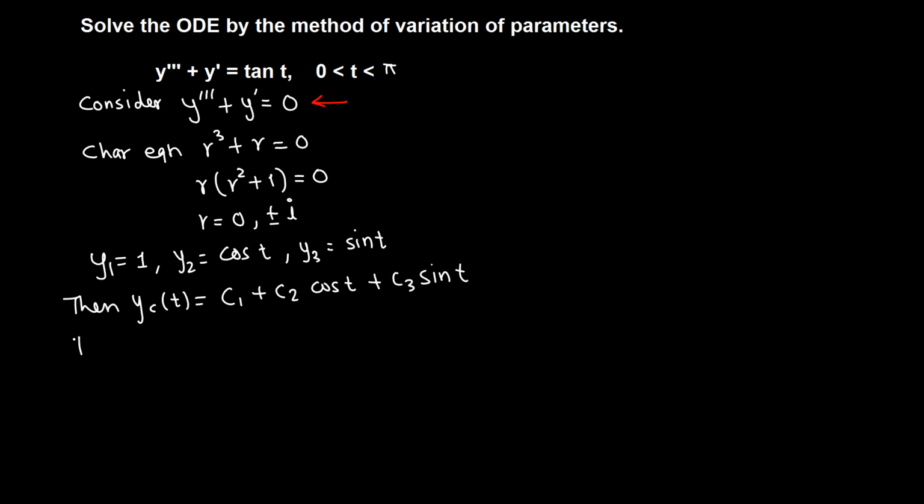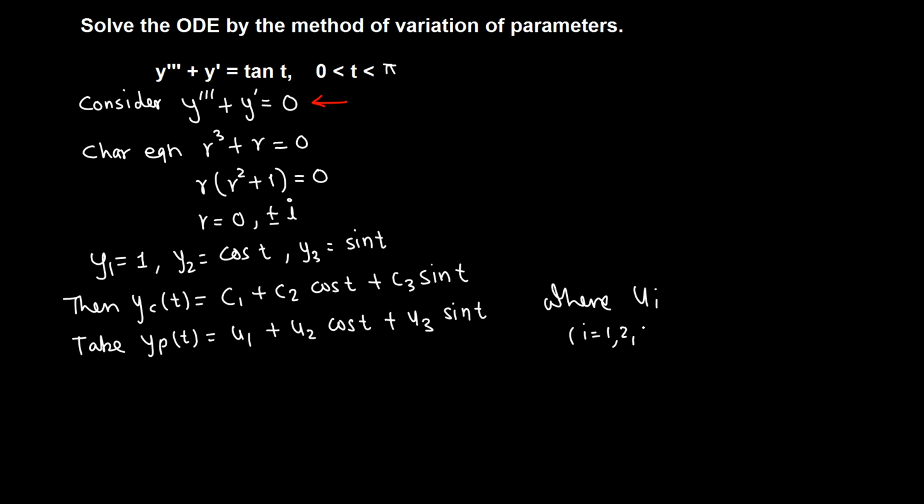Okay, so we take yp(t), a particular solution, as we vary c1, c2, c3 from constants, they are constants, to variables, functions of t. So this will be u1 plus u2 cosine t plus u3 sine t, where these u1, u2, u3 are given by this formula. So ui, obviously i may be 1, 2, 3. This is given by the variation of parameters formula as g(t), where g is the non-homogeneous part. You know, the tangent t right hand side in the original ODE, that's the g part.